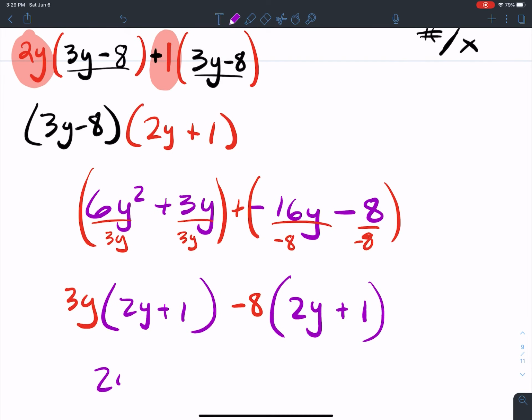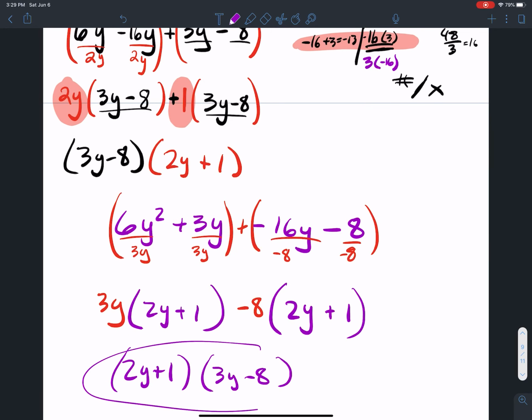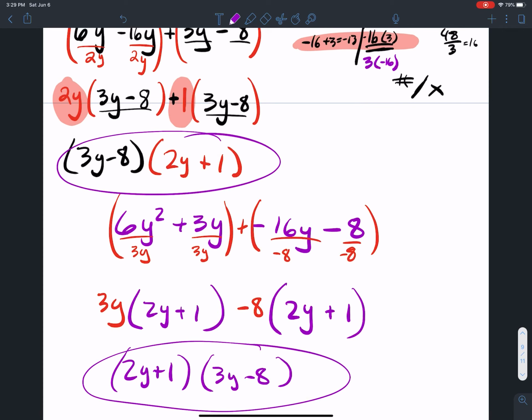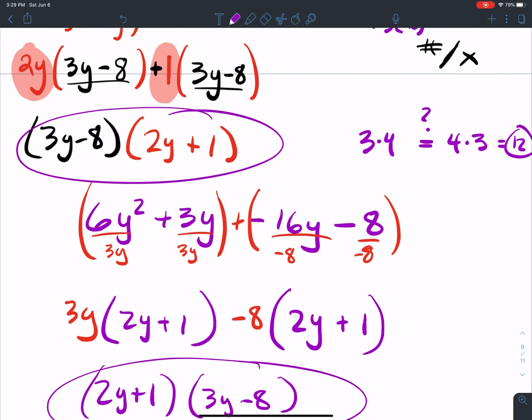And so what do I have? 2y plus 1 multiplied by 3y minus 8. Is that the same thing? I think it is. If you think about it, 3 times 4, is that equal to 4 times 3? I think so. They both equal 12, don't they? Okay? So it is certainly the same thing, all right? So either way will work for you.